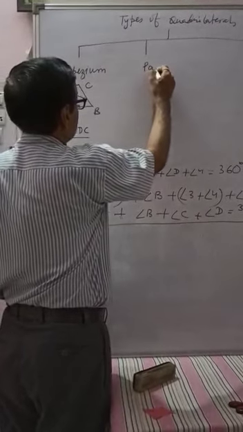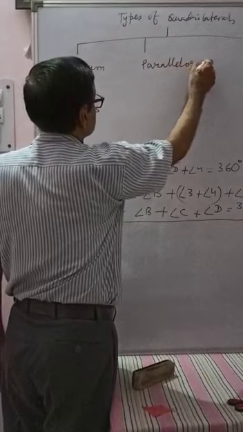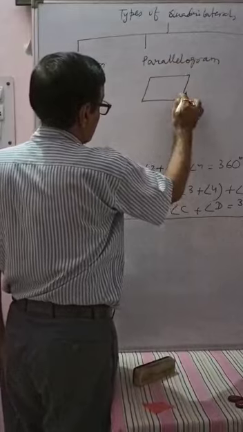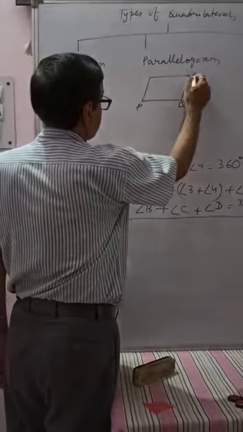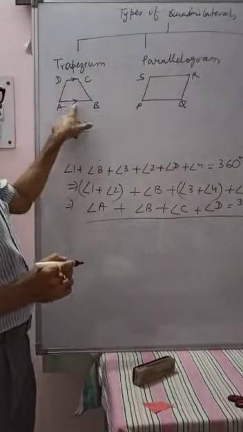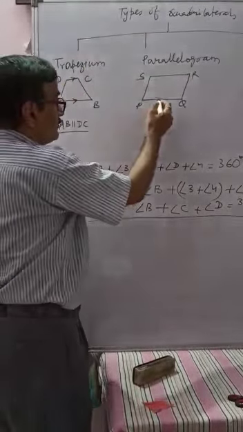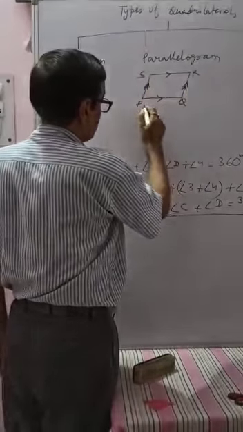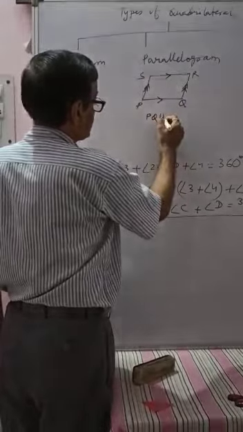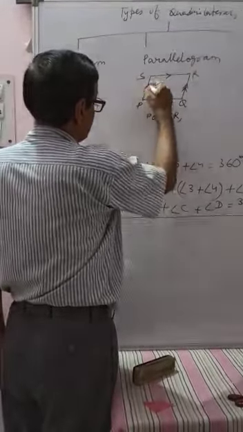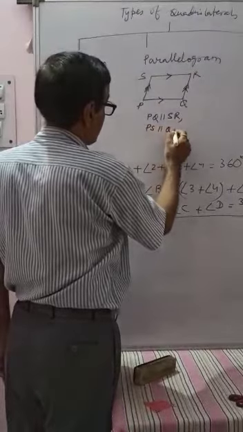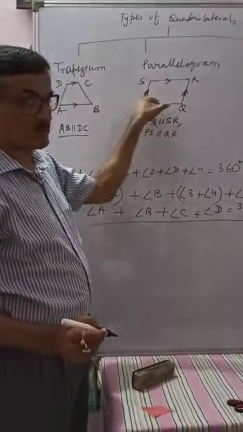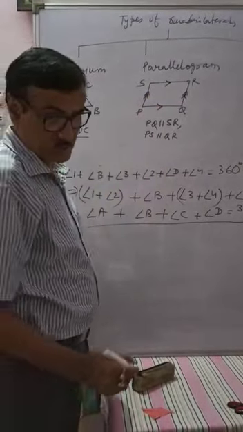Next one is parallelogram. It is also a quadrilateral in which both pairs of opposite sides parallel. Here only in trapezium only one pair of opposite sides parallel, but if in a quadrilateral both pairs of opposite sides parallel, PQ is parallel to SR and PS is also parallel to QR. So here, when in a quadrilateral both pairs of opposite sides parallel, then it is known as a parallelogram.